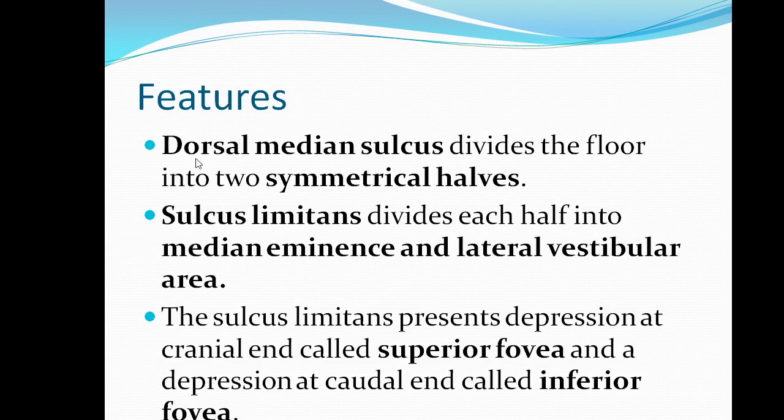Features. The dorsal median sulcus divides the floor into two symmetrical halves. The sulcus limitans divides each half into the median eminence and the lateral vestibular area. The sulcus limitans presents a depression at the cranial end called the superior fovea and a depression at the caudal end called the inferior fovea.